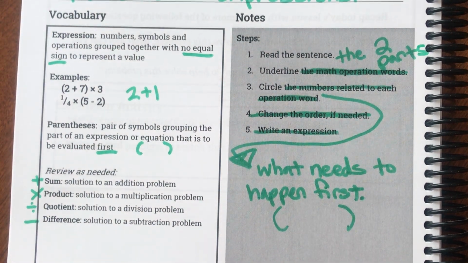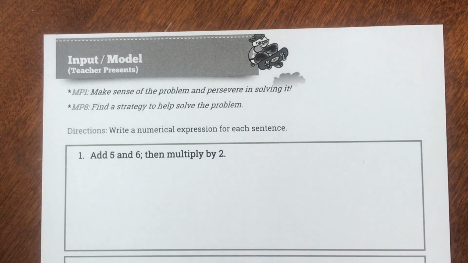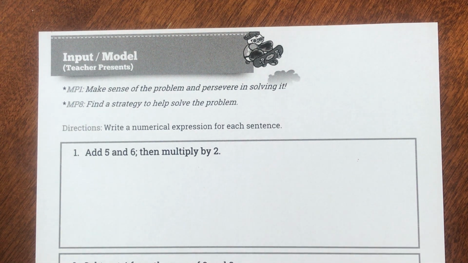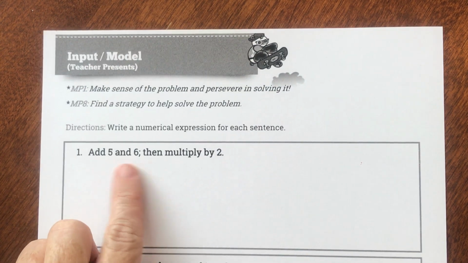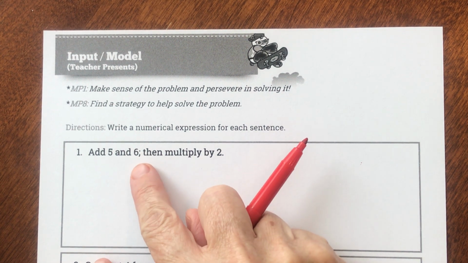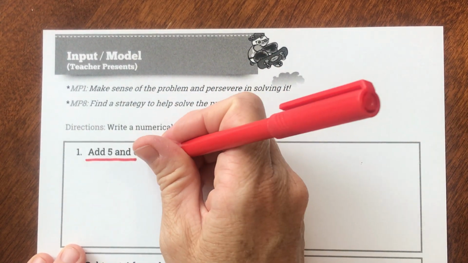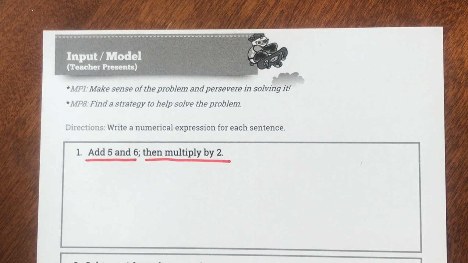Okay, so I'm going to get started and show you mine. Here is my first problem. You can set down your pencil and just watch for a moment. My first problem says, and I'm going to do step one, which is read it: add 5 and 6, then multiply by 2. Step two says look for those two parts. What are those two parts? It's nice because they separated them for me with this semicolon, but my two parts are add 5 and 6, then multiply by 2. Those are the two different sets of directions they're giving me.